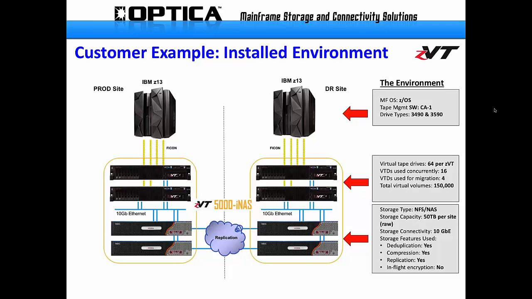A few other details quickly. This customer had 64 virtual tape drives configured per node, using 16 concurrently. They decided to use 4 virtual tape drives for their migration, and they're managing 150,000 volumes in their environment. They invested in the iNAS solution, which comes with integrated NFS storage, and they're using about 50 terabytes raw storage per site. They invested in the 10 gigabit interface for connectivity to the storage. They're taking advantage of 3 out of the 4 advanced features on the storage, everything but the in-flight encryption.